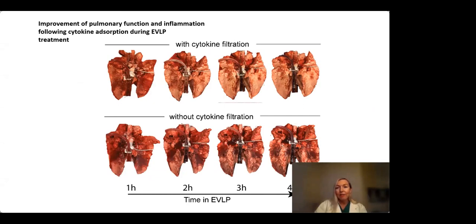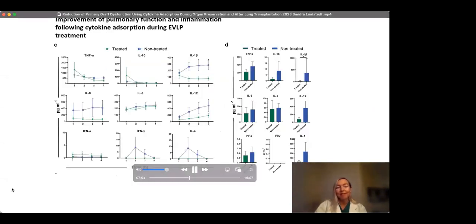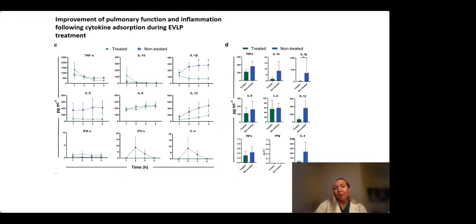The slide shows a gross morphology of the treated lungs on the top and the non-treated lungs at the bottom throughout the 4 hour period. Cytokines in plasma were followed every hour in the EVLP, and they showed generally lower levels in treated compared to non-treated lungs. Especially IL-1 beta was the only one that showed a significant difference between the groups, in favor of the treated group.